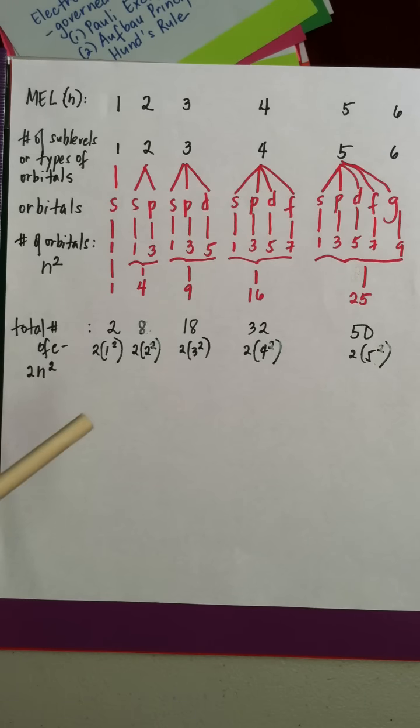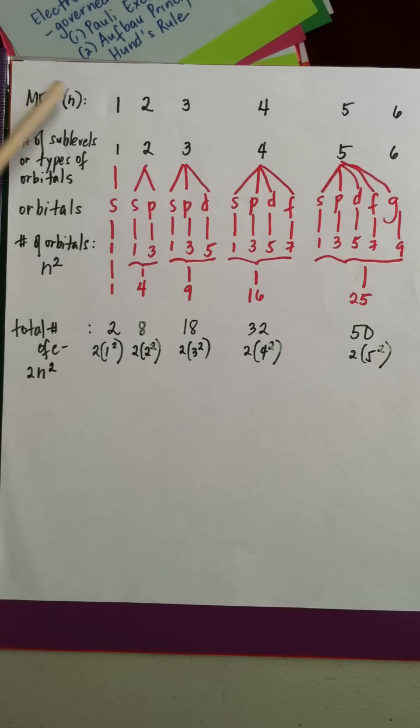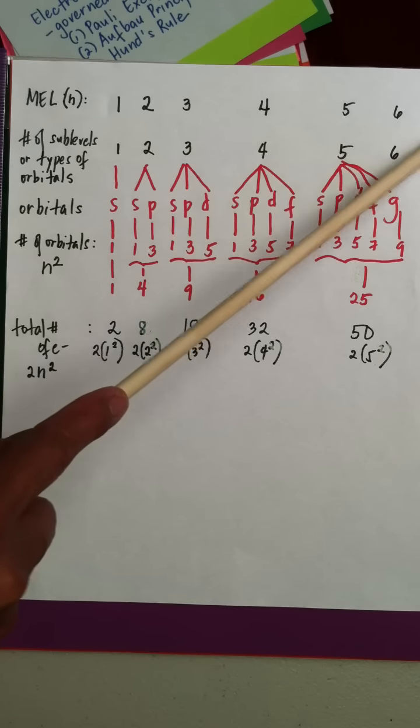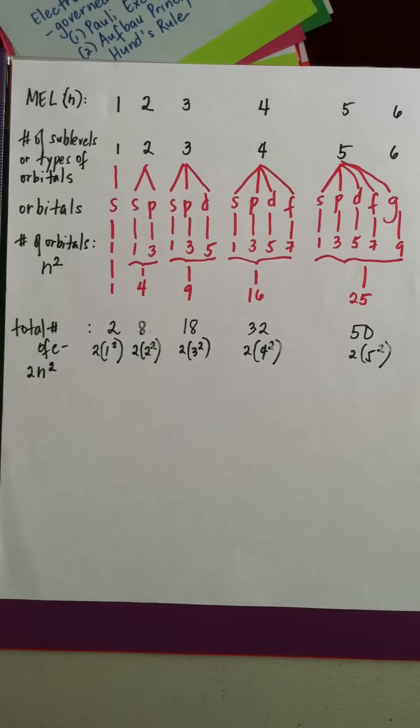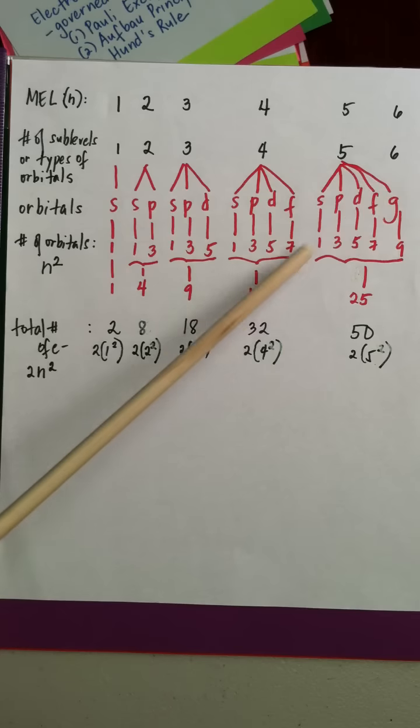So, if we follow those 3 rules, we will come up with a structure like this, where we have the main energy level, and there are 7 of them, 1, 2, 3, 4, 5, 6, 7, each corresponding to the 7 periods in the periodic table. The number of sub-levels or types of orbitals corresponds to the main energy level number. So you have 1 for the first main energy level, 2 for the second, 3 for the third, 4 for the fourth, and so on and so forth.